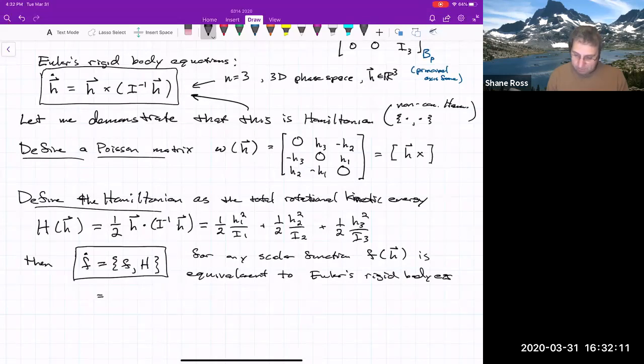Because this Poisson bracket is gradient of f. I guess you've got to write it as, you know, the gradient is with respect to the phase space variables, which are h, transpose omega h, which is this matrix over here, times gradient of the Hamiltonian with respect to h.